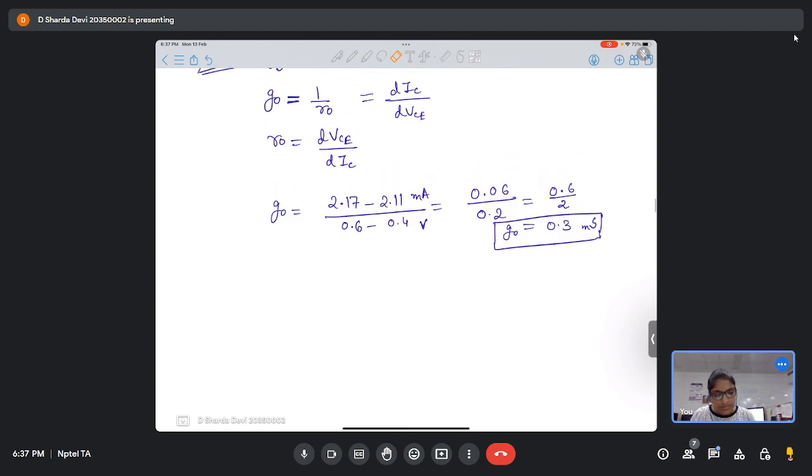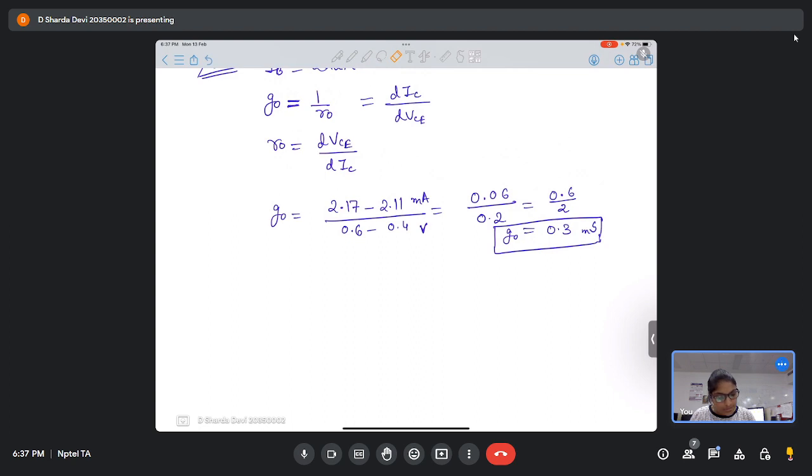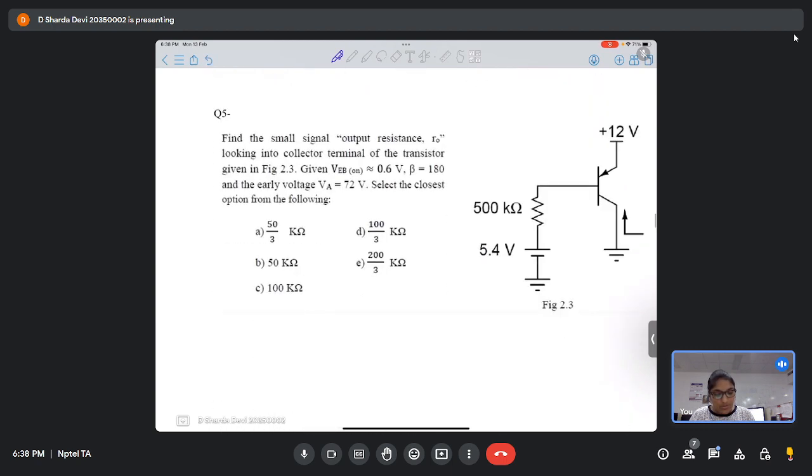Is this correct? We are doing it right only, no? Is it 03, ma'am? Yeah. So it's 0.03 millisiemens, or it is 30 microsiemens. Okay? Yeah. This is the final answer. So moving on to the next problem.